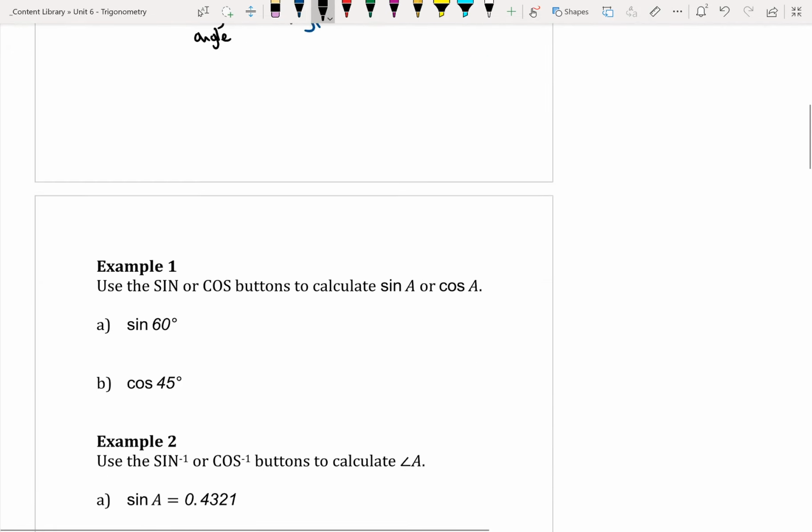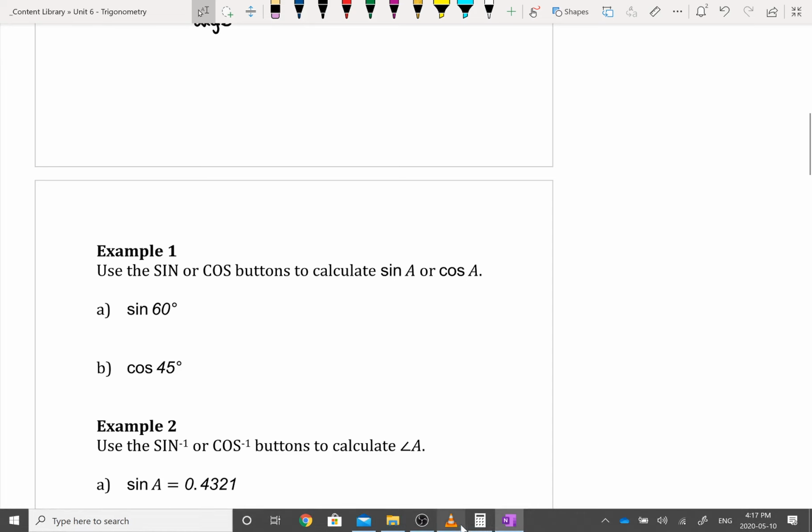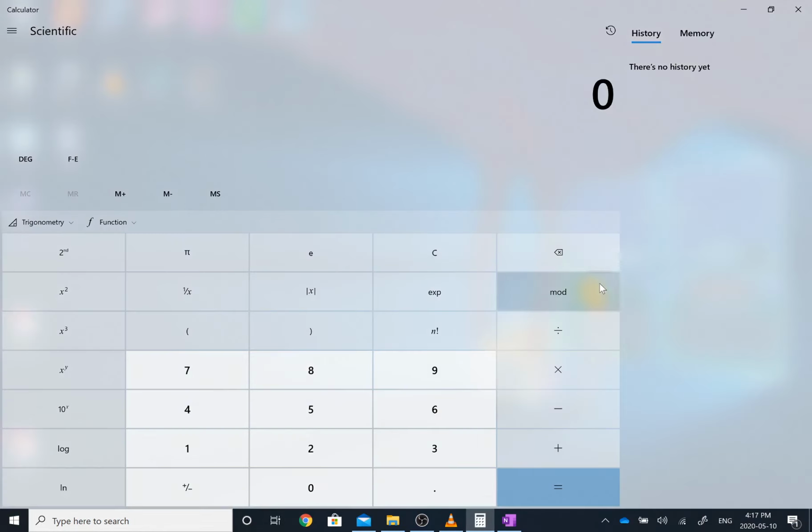So in example 1, use the sine or cos buttons to calculate sine A or cosine A. I'm going to bring up the calculator on my computer here, but we want to figure out what sine 60 equals. So if I bring up my calculator here, trigonometry, sine 60. Again, every calculator is different, and I'm just learning that for this one right now.